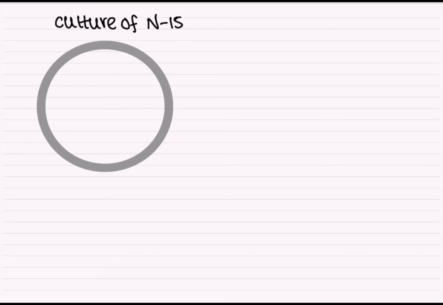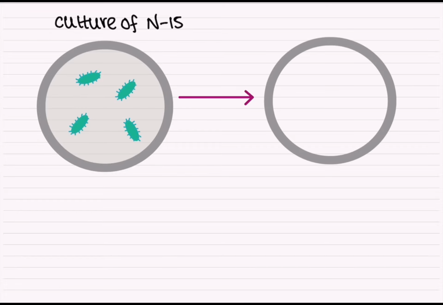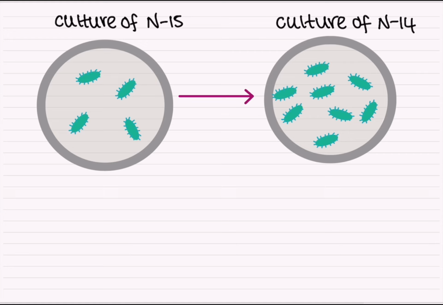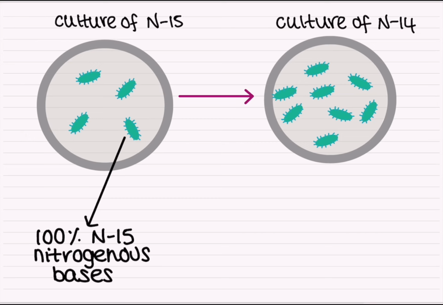coli bacteria on a medium of N15, so there was only nitrogen-15 present, allowing it to replicate for several generations before extracting and centrifuging the DNA. They did the same with bacteria grown exclusively on N14 medium and compared the results of centrifugation. As expected, the DNA of N14 cultured bacteria was much lower than that of the N15 sample.